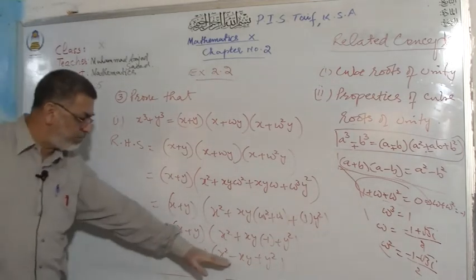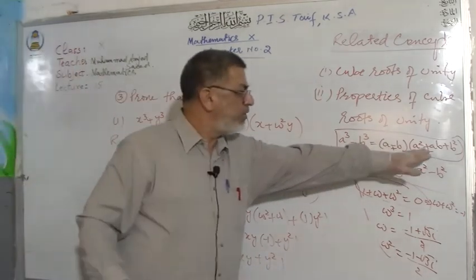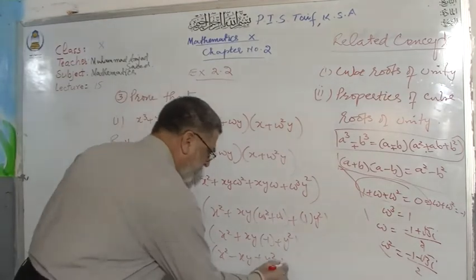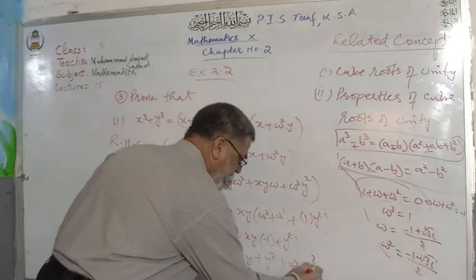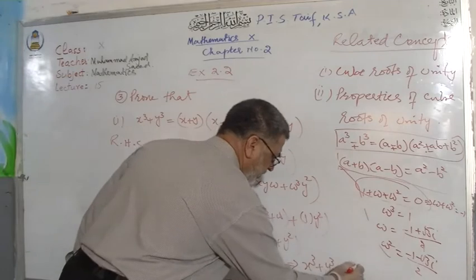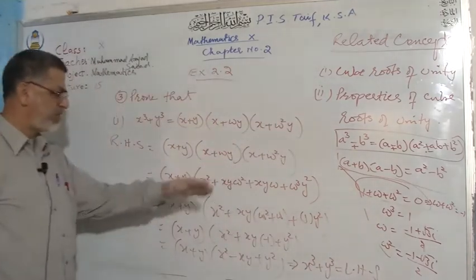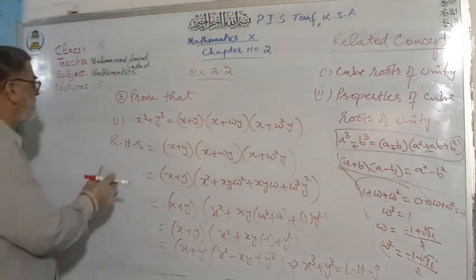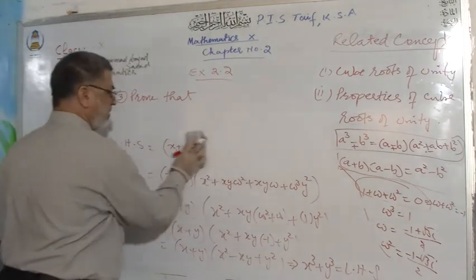And if you combine this and you move from right to left, definitely it will be x cube plus y cube, that is your left hand side. That's your answer. Hence, left hand side is equal to right hand side.